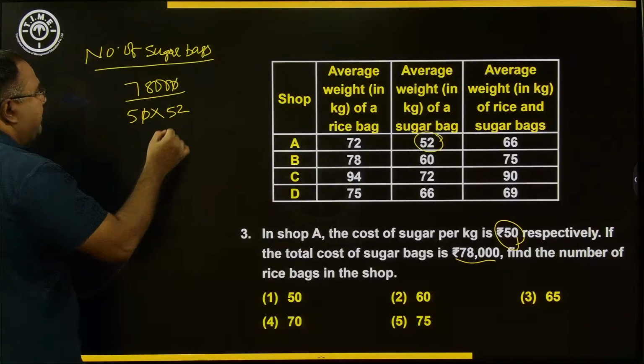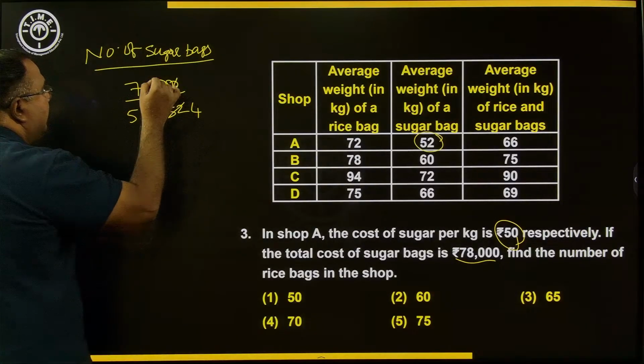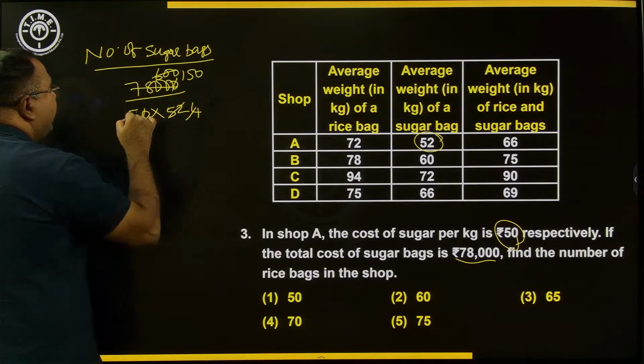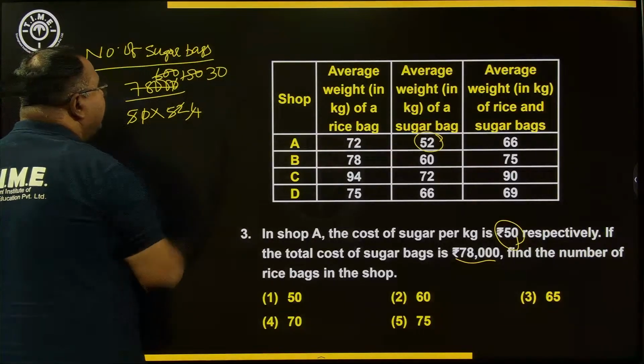Right? So let me simplify this. 13 4s are 52, 13 6 times. Again, 4 goes 150 times. 5 goes 30 times. So the number of sugar bags is 30.